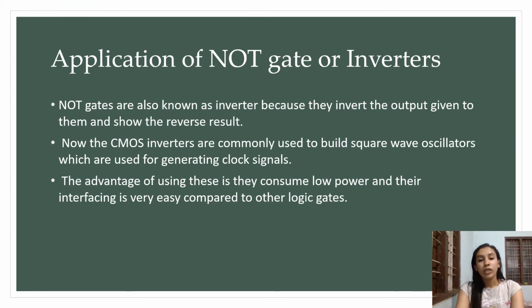Now CMOS inverters are commonly used to build square wave oscillators, which are used for generating clock signals. The advantages of using these are that they consume low power and their interfacing is very easy compared to other logic gates.